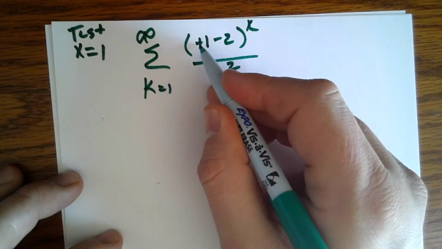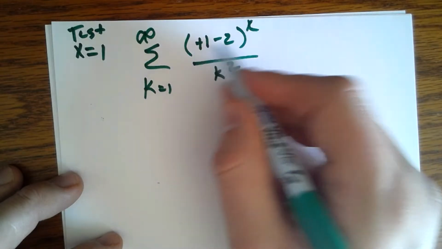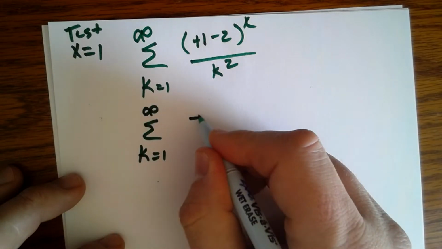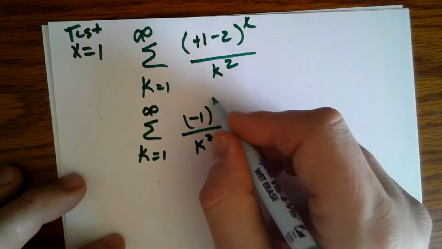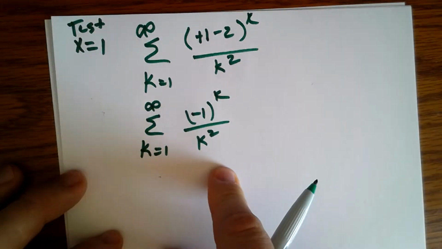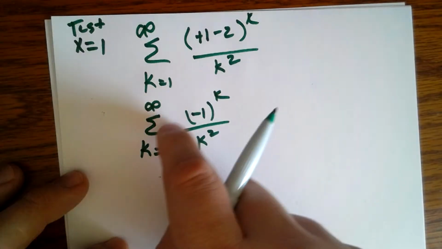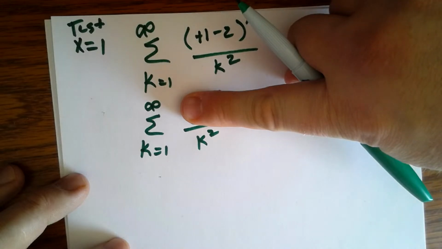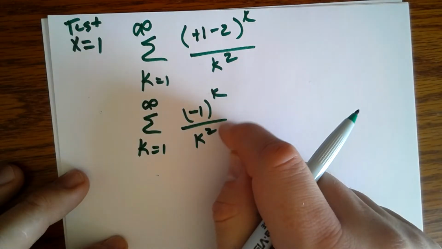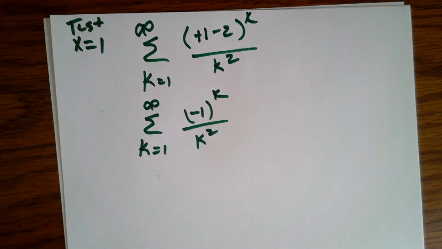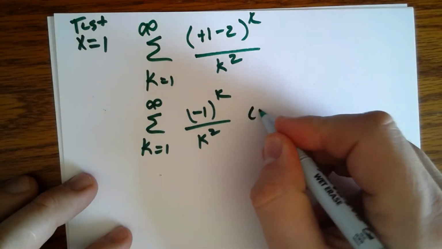So we get 1 minus 2 to the k power. You know that 1 minus 2 is equal to negative 1. So the sum from k equals 1 to infinity of negative 1 over k squared. Now, just by looking at it, does this fit the two definitions of the alternating series test? If we remove the oscillating part, are the terms going to 0? Yes. Is it non-increasing? Yes, because we've got k to the negative 2 power. Its derivative is negative 2k to the negative 3. That's always negative. So this converges by the alternating series test.